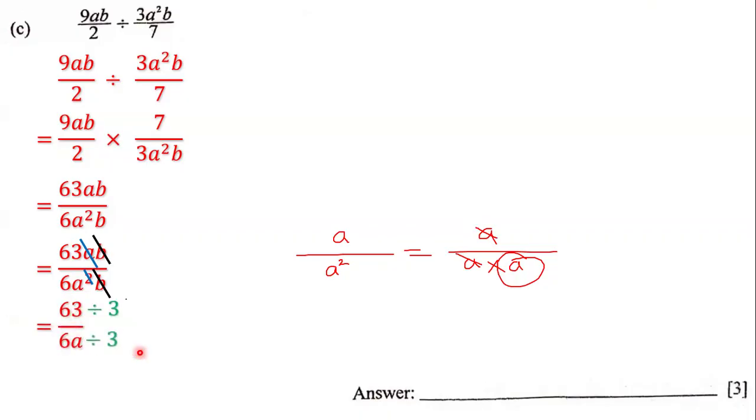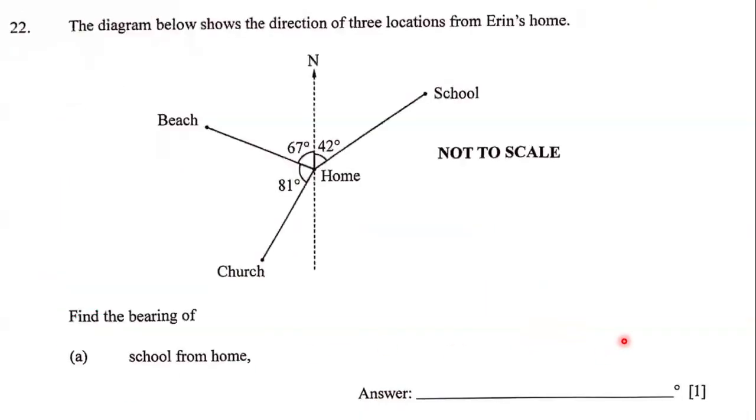Next, we divide top and bottom by 3. So 63 divided by 3 gives us 21, and 6 divided by 3 is 2. So we have 21 all over 2a, and that's our answer here, 21 all over 2a.